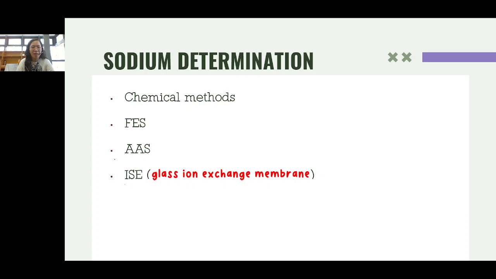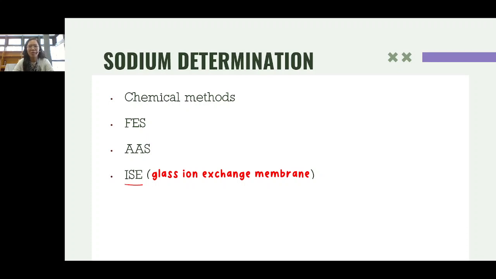Now, how about your ISE? ISE, kids, is the most commonly used method in determining not just your sodium but also your electrolytes in general. Chemical methods can still be used, but chemical methods are very outdated in a sense that we have a lot of disadvantages to look at when we perform them. And number one is the amount of volume needed in order to perform the test.